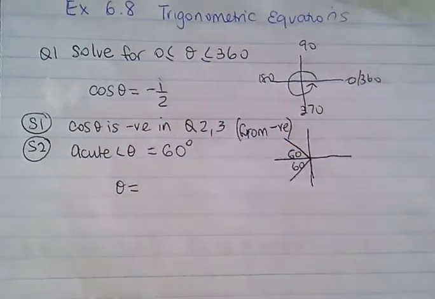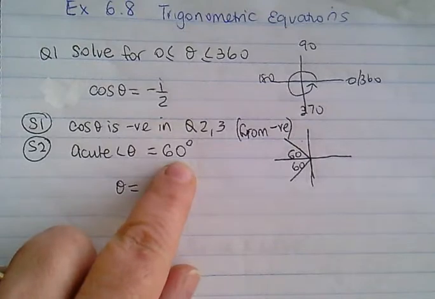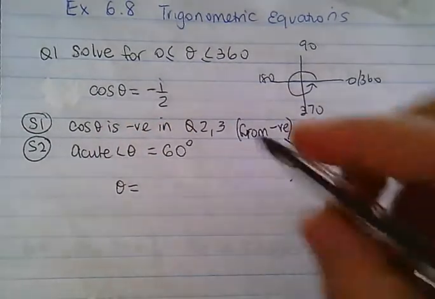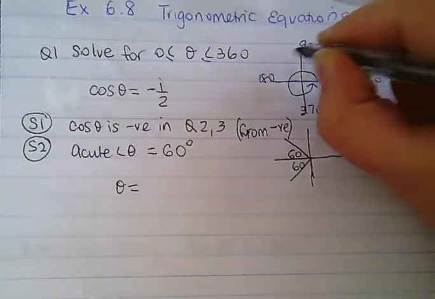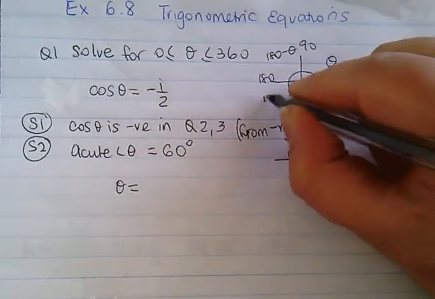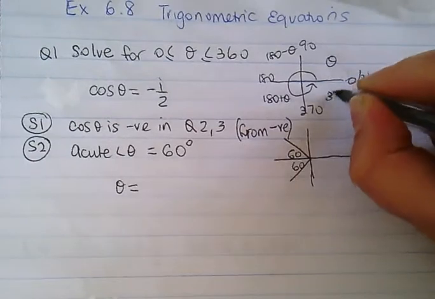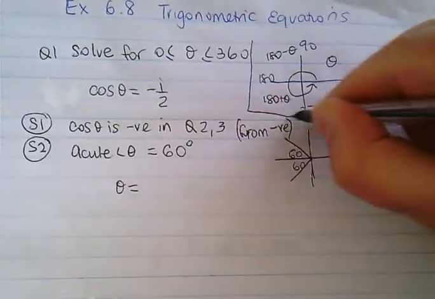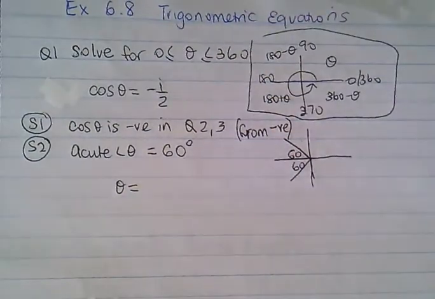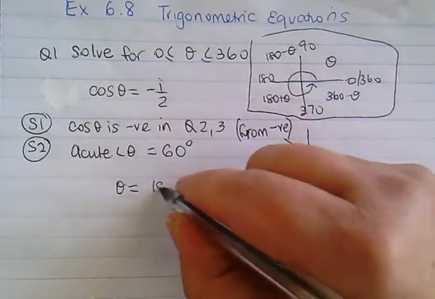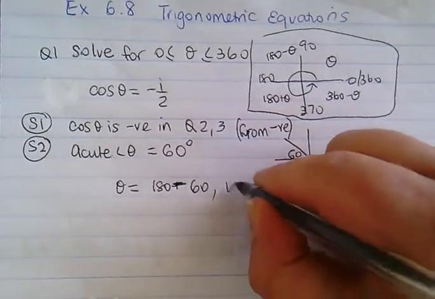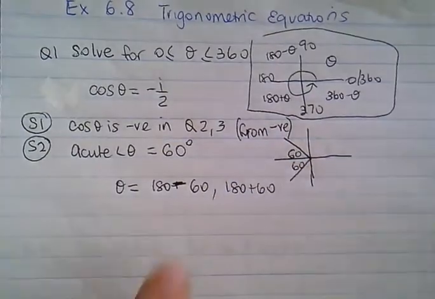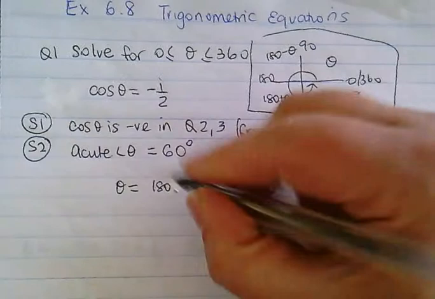I do prefer that you draw it, but if you didn't draw it, you know that the acute angle is 60 and that you're in quadrants 2 and 3. Isn't it always theta, 180 minus theta, 180 plus theta, 360 minus theta? But how do you say quadrant 2? Isn't it 180 minus 60? And quadrant 3 is 180 plus 60. But I prefer just to use the diagram.